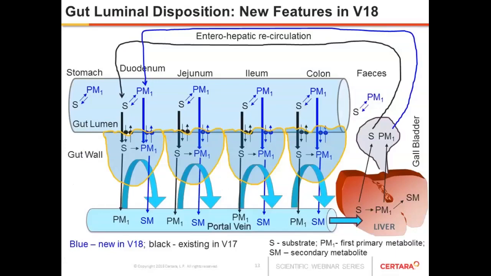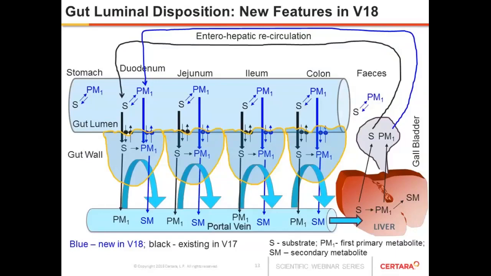So overall, I think this is a very busy figure, but I hope it gives you the picture of the total additions that have been done as part of this project in version 18. All the blue lines indicate the new processes or pathways introduced. So now, for example, from version 18, you can convert the substrate to metabolite or metabolite back to substrate from stomach up to feces compartment.